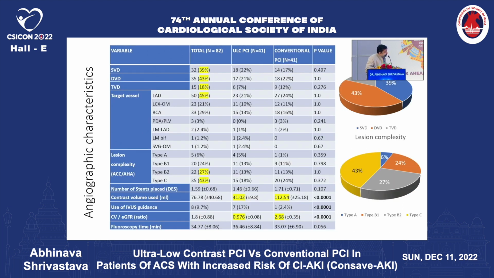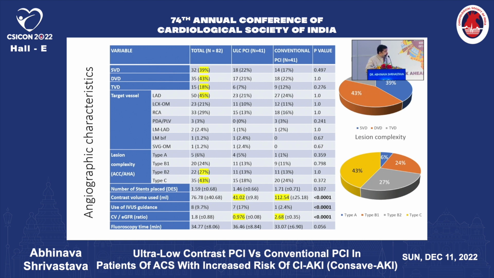So 39% patients were treated for single vessel disease, 43% were treated for double vessel disease, and 18% were treated for triple vessel disease. The most common target vessel was the left anterior descending artery. 27% patients had B2 complexity, and type C lesion treatment was in 43% patients. The average number of stents placed per patient was 1.59.